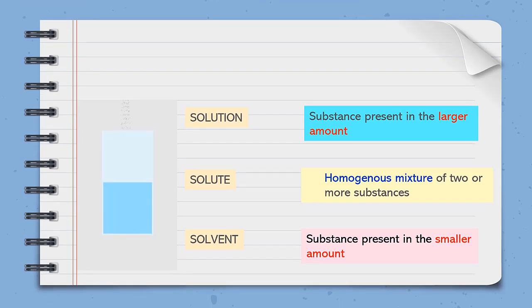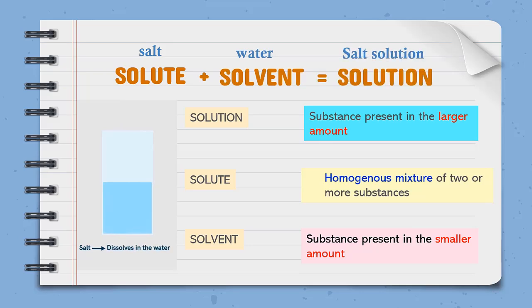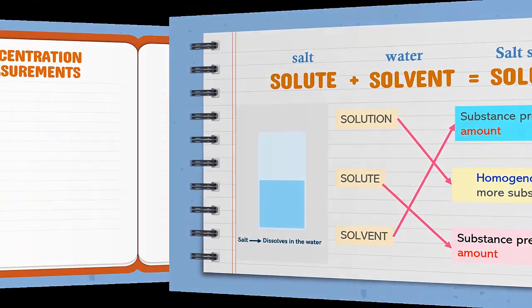If you take salt crystals and put them in water, you might notice that the crystals become smaller with time. We usually say that the salt is dissolving in water to form salt solution. So if we try to match to their respective definitions, we could say that salt solution is a homogeneous mixture of two or more substances. Salt as a solute is the substance present in a smaller amount. And lastly, water as solvent is the substance present in the larger amount.